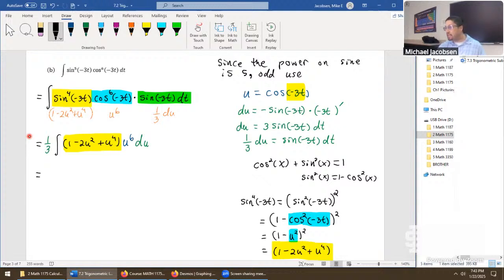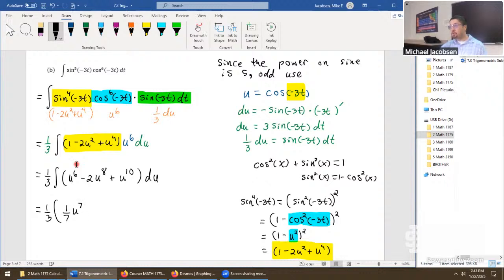Okay, writing it all through, we have a third. Integrate. Let's distribute u power 6 inside. We can't integrate before we undo this multiplication of functions. So we'll have u power 6 minus 2u power 8 plus u power 10 du. Again, it's kind of relaxing at this stage. Now we're just using the power rule in reverse. So this would turn into 1/7 u power 7. Just a quick review on that if it's been a little while.